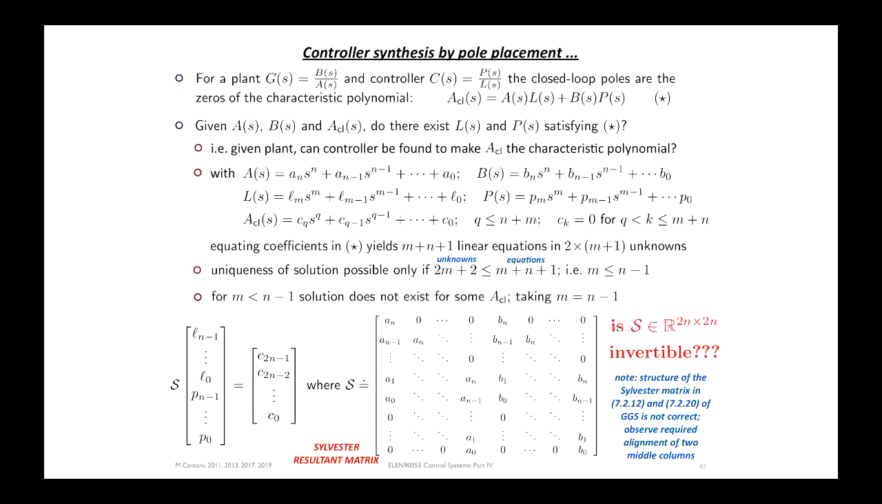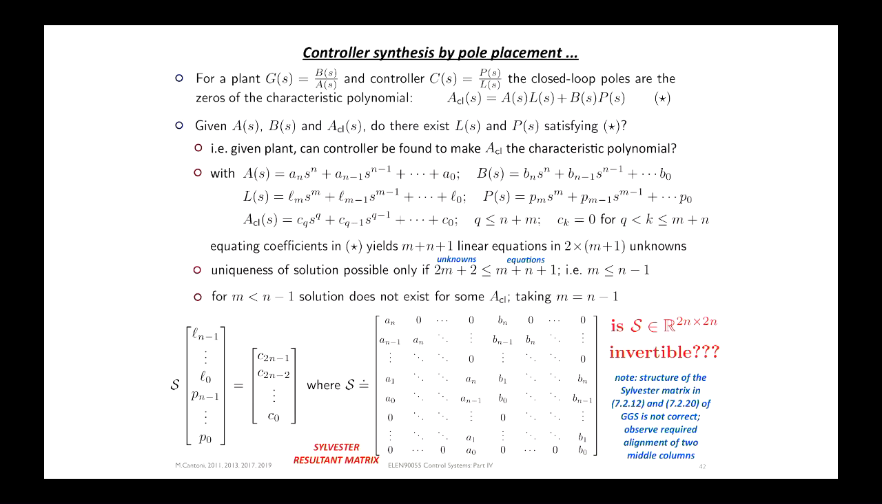Well, it's just a polynomial. And so if our plant transfer function has n poles, then A will be a polynomial of degree n. And if our plant transfer function is proper, then the numerator polynomial B will have degree no greater than n. And so let's say we're prepared to allow the controller to have m poles. So L will be a degree m polynomial.